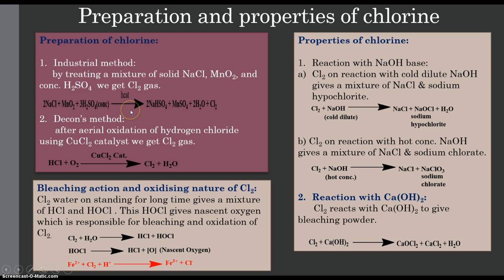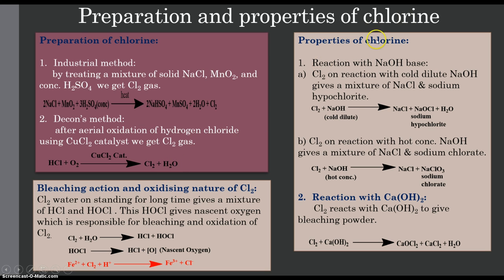Now let's move on to Deacon's method of preparation of chlorine. In Deacon's method, what is going to happen? Hydrogen chloride is oxidized in the presence of a catalyst, cupric chloride CuCl2, where hydrogen chloride is oxidized by O2 to give chlorine Cl2 gas as a major product with the liberation of water.